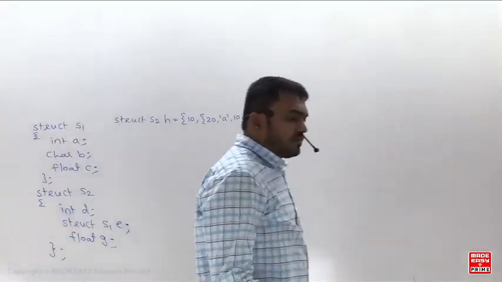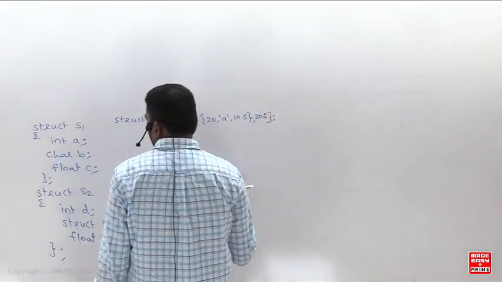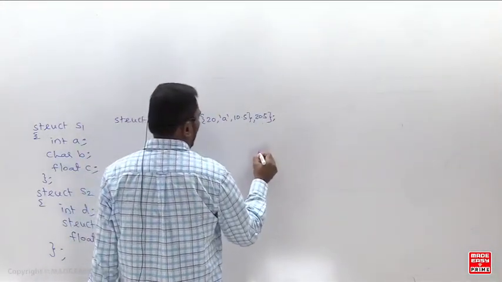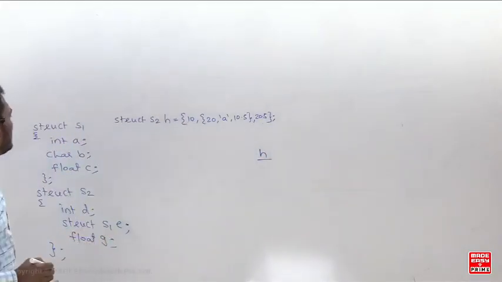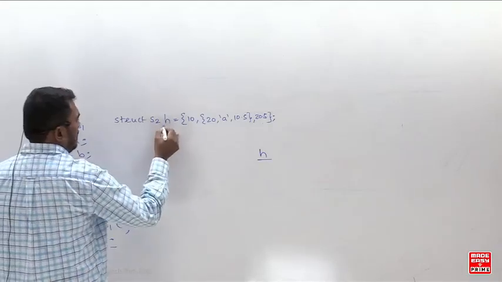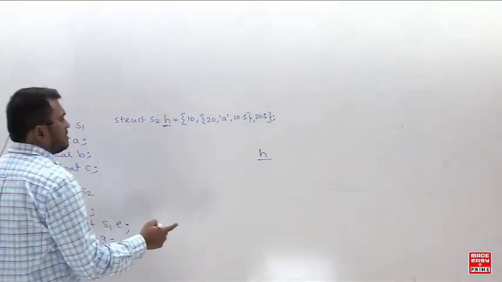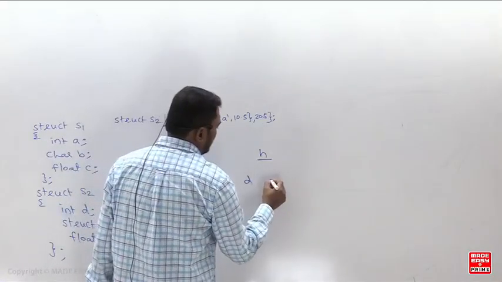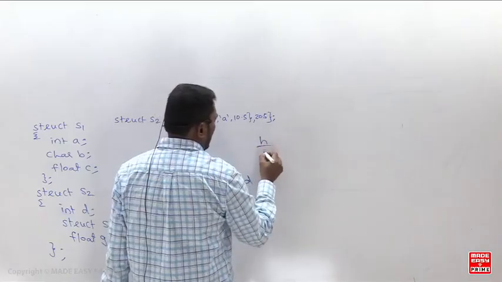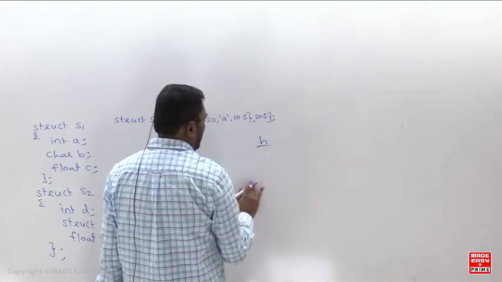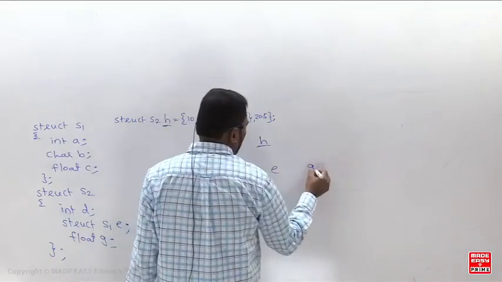Okay, so now understand here. I think all of you copied this one, right? So I'm creating the structure variable. Look at here, H is having three things. What is the structure variable? Structure S2 H. This is a structure variable H. H is having three things: D, E, and G. So let's say this is H, having D, E, and G.